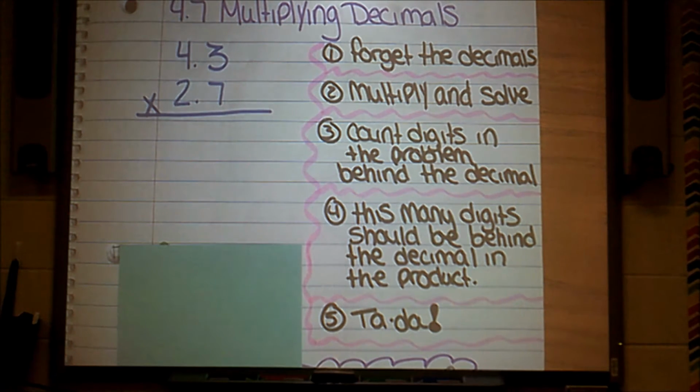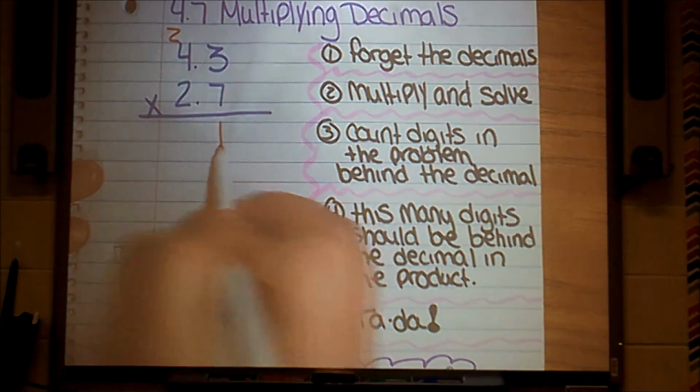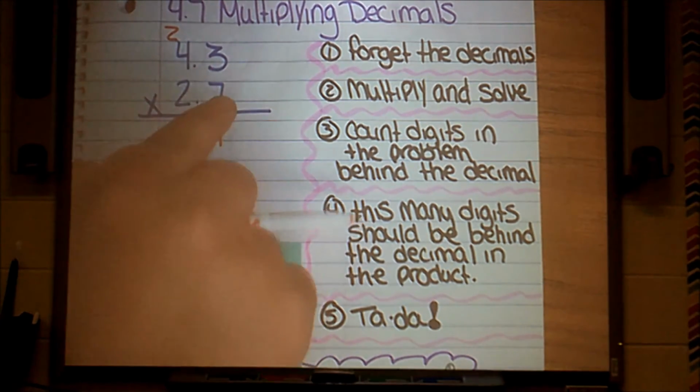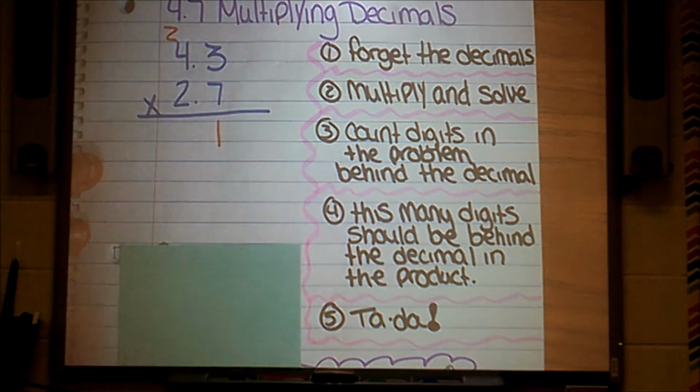Now, if you think of this as 43 times 27, then this takes us all the way back to chapter 1, and we can easily solve this problem. So on your paper now, I would like you to solve the problem 43 times 27. To solve this problem, I'm going to say in my brain, 3 times 7 is 21. 4 times 7 is 28, plus the 2 that I carried is 30.